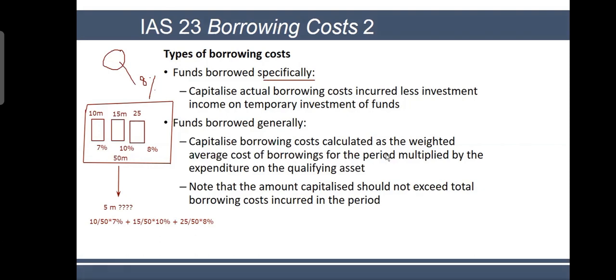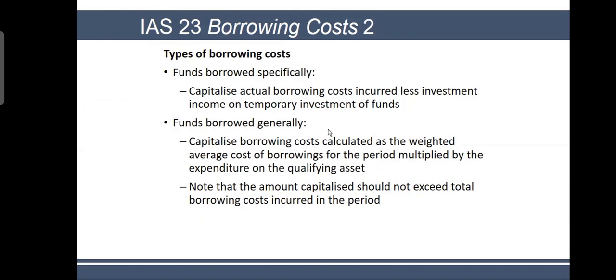Generally, capitalized borrowing costs are calculated as the weighted average cost of borrowing for the period, multiplied by the expenditure on the qualifying assets. Note that the amount capitalized should not exceed total borrowing costs incurred in the period. So this is the average way we have calculated. So these are the two types of funds.